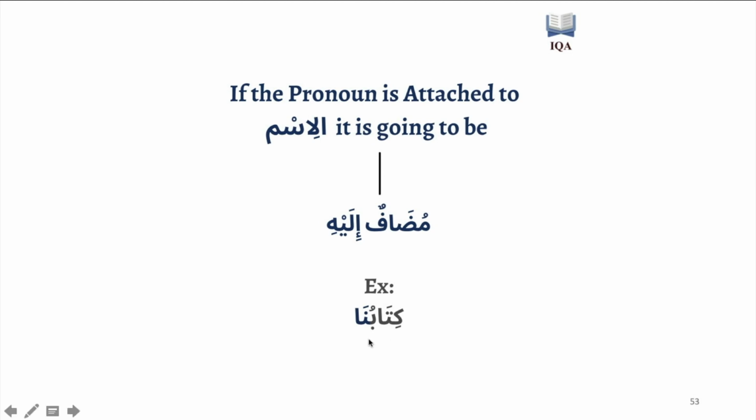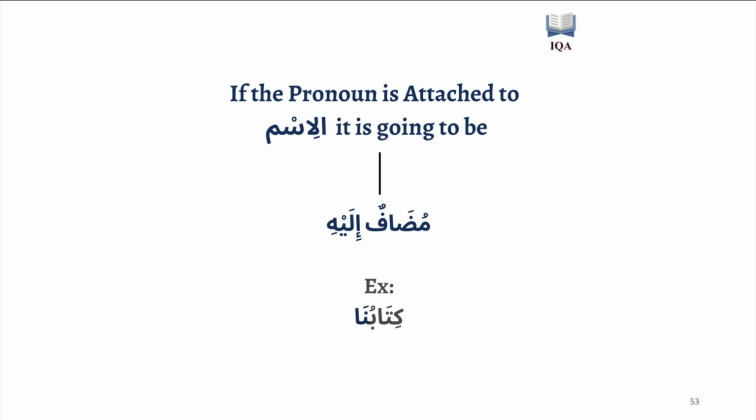So kitabuna: kitab is a mudaf, and na is mudaf ilayh, because it's translated as our book. You're showing possession. The way that we show possession and ownership in the Arabic language, at least one of the ways, is with the idafa construction, as we covered before. So anytime you attach a pronoun to an ism, it's always going to come as mudaf ilayh. Kitabuna, our book. Rabbuna, our lord. Rabbuka, your lord. Dinukum, your religion.